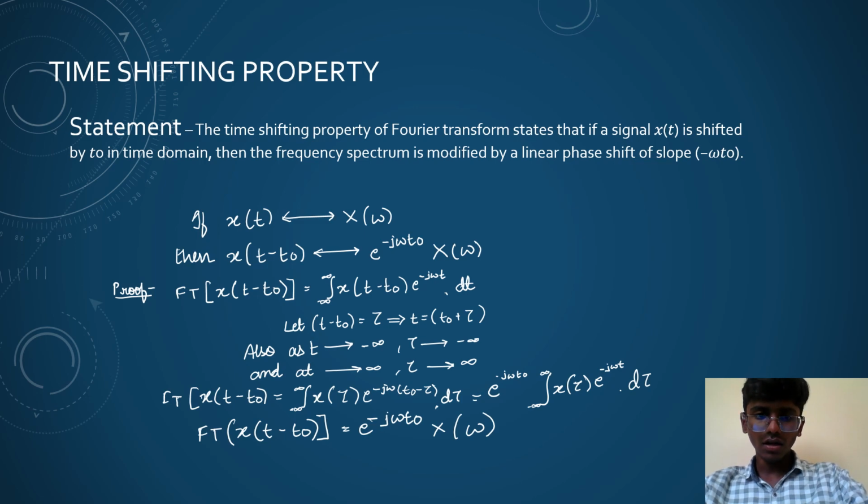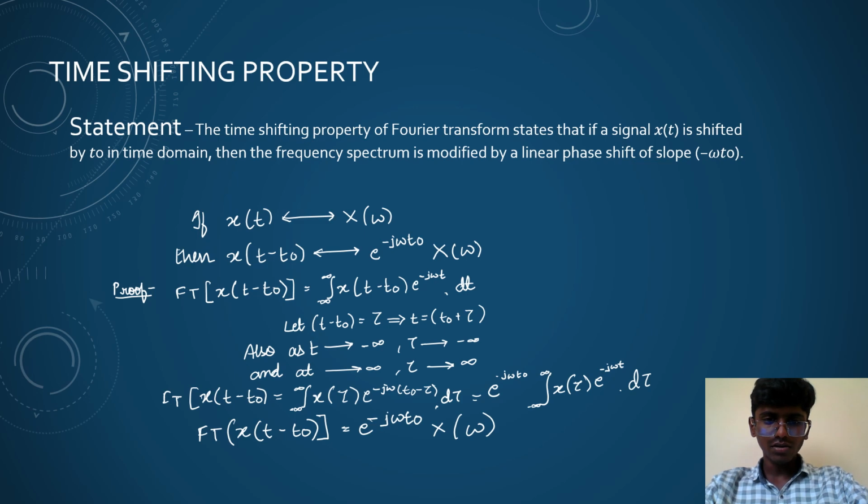If the Fourier transform of x of t is x of omega, then the Fourier transform of x of t minus t naught is e power minus j omega t naught into x of omega. The proof for this time shifting property is given here in the slide.